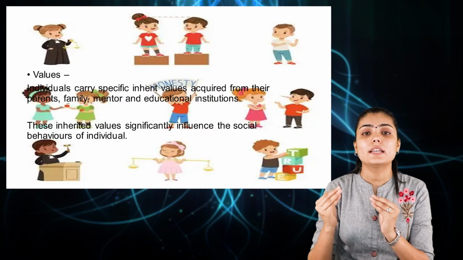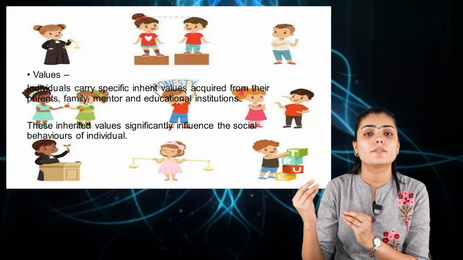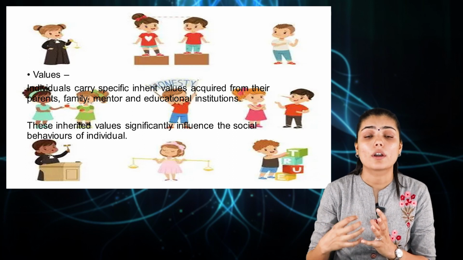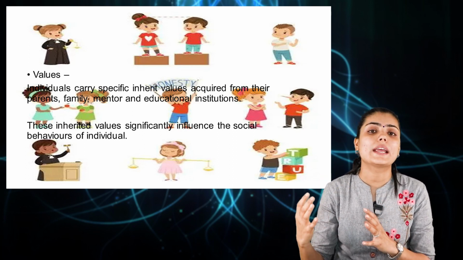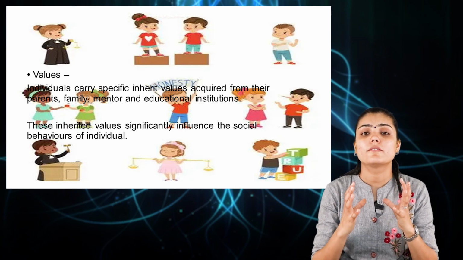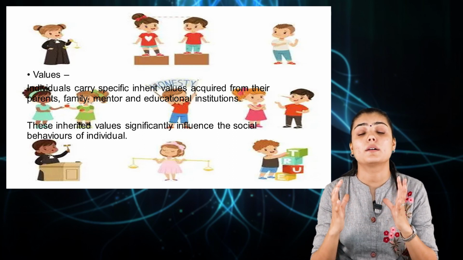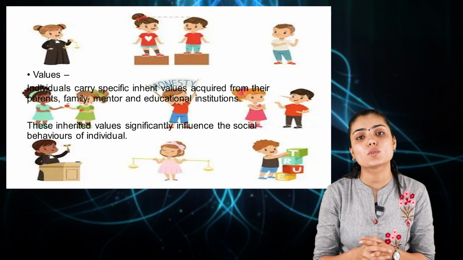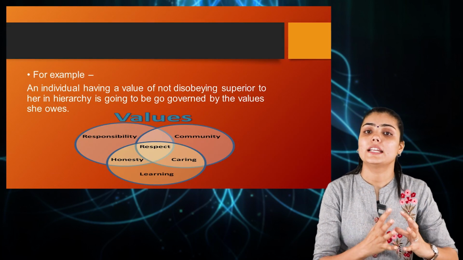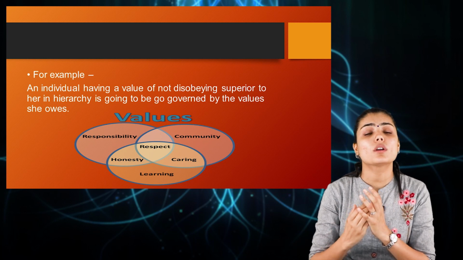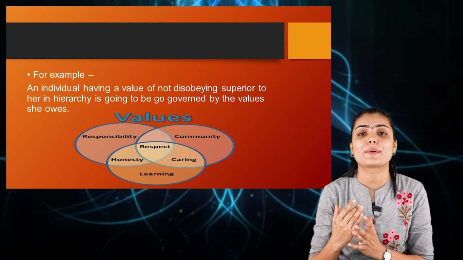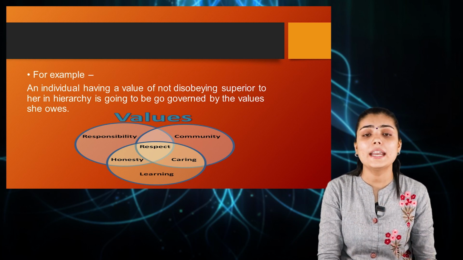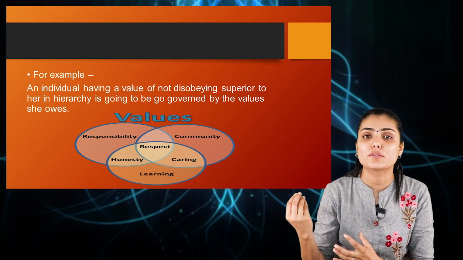Now, every individual carries specific values, right? We learn various values from our family. They are acquired from our parents, our family, or our mentors, and also our educational institutions. Even those values that we've learned and acquired play a major role in shaping our social behavior. It is also one of the major factors in social behavior. For example, if an individual has learned the value of not disobeying their elders irrespective of the situation, if there is a child who has learned this value from its home, that we should not disobey our elders in any kind of situation.